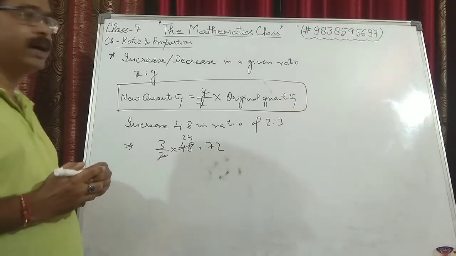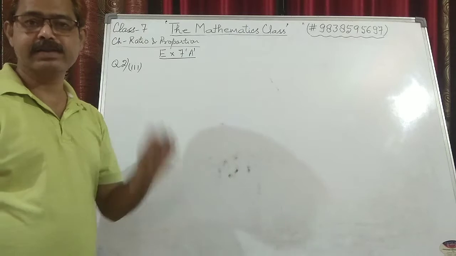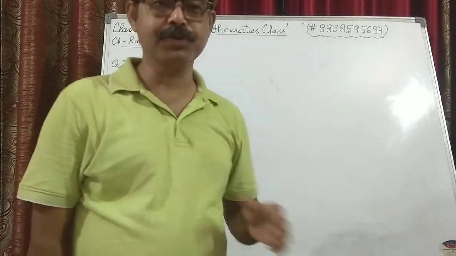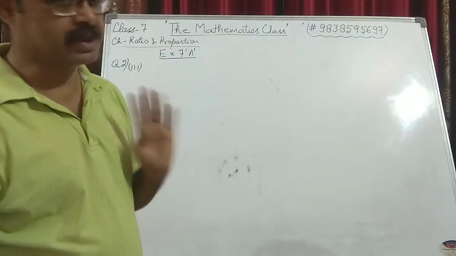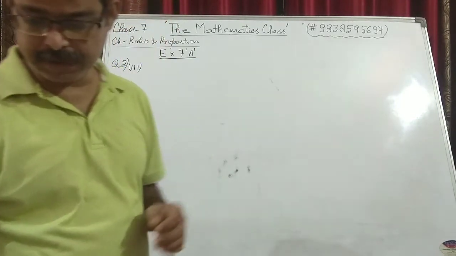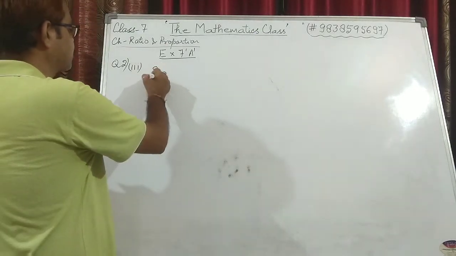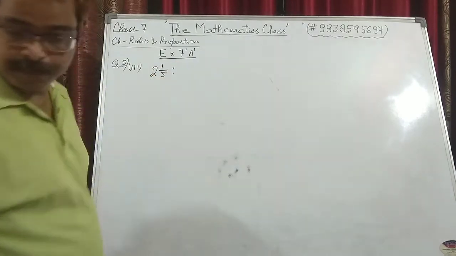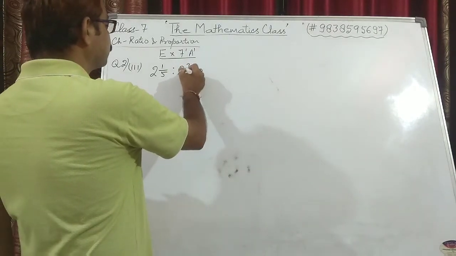Okay, now we move on to the exercise. Now we are moving on to exercise 7a. In 7a, question number 1 is to convert or express the following ratios in simplest form. So we know simplest form means you have to reduce them. Now we move on to question number 2, third part. Express the following ratios in simplest form. The question is 2 whole 1 upon 5 is to 2 whole 3 upon 4.